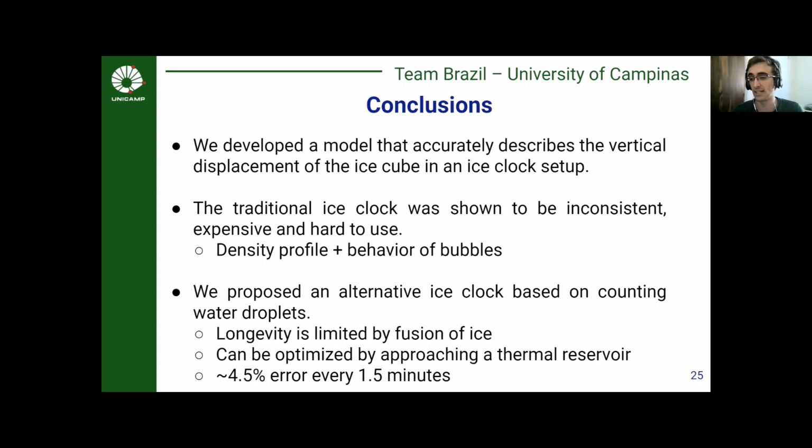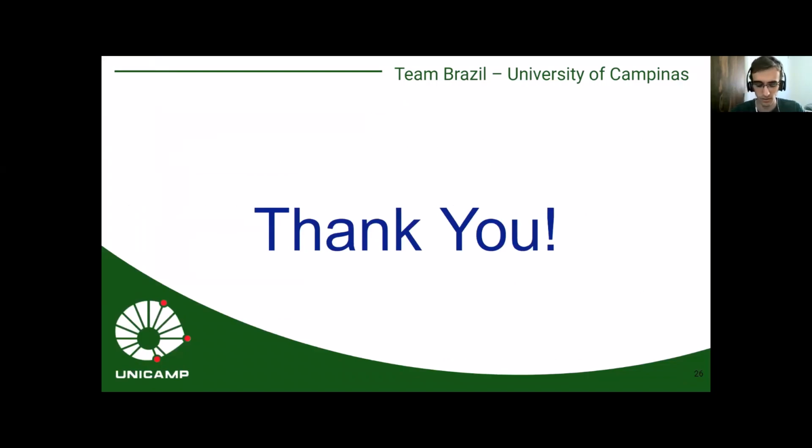It is mostly due to the fact that droplet size is limited due to the surface tension between water and vegetable oil. And we note that the longevity of the clock, as required by the problem statement, is limited, obviously, by the time it takes for the ice to completely melt. The problem can be optimized by making it more similar to an actual thermal reservoir, which is also already a very good approximation, as we can see by the fact that our clock has about a 4.5% error every 1.5 minutes. So thank you very much, and I'm open for questions.